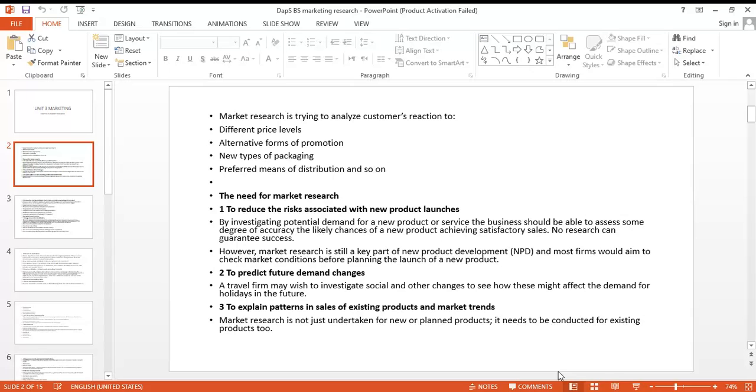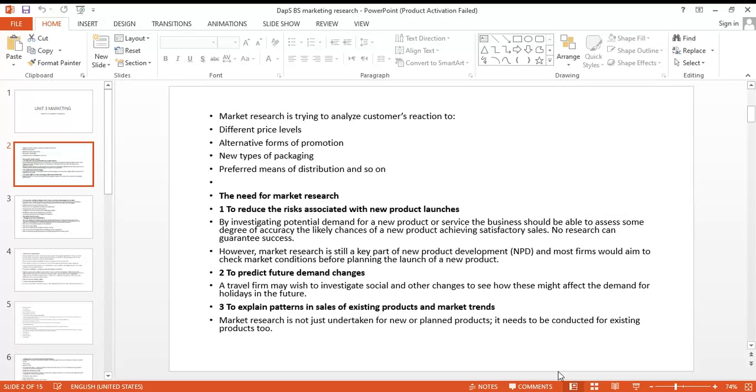So, market research, then, what is market research? Market research is the process of trying to collect data, collate data, understand data, analyze data about customer reactions. How will the customer react to a certain price level of the product? How will the customer react to a certain form of promotion of the product? How will the customer react to a certain type of packaging? And what kind of distribution should be carried out to create maximum convenience for the customer?